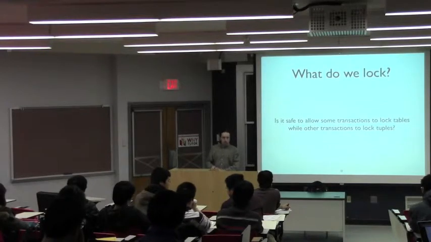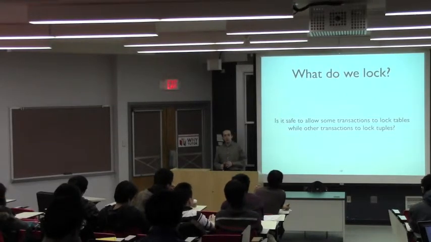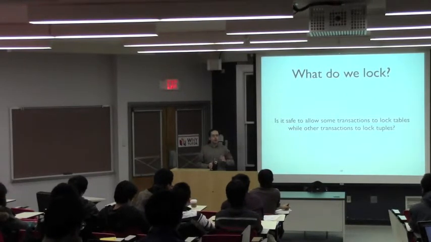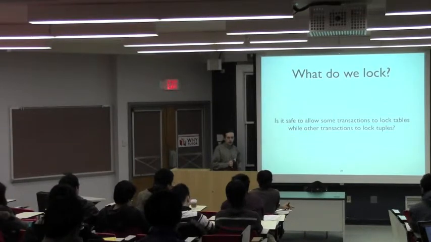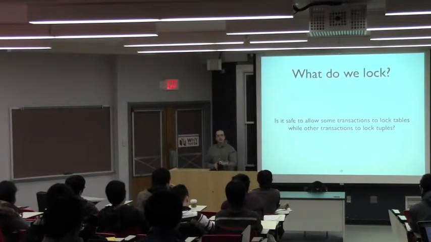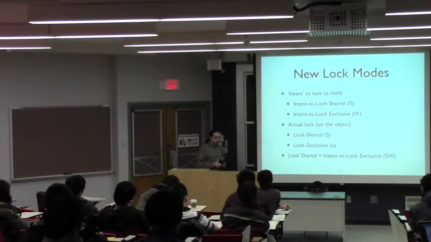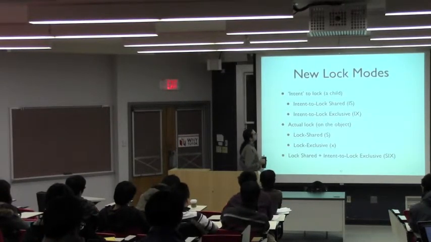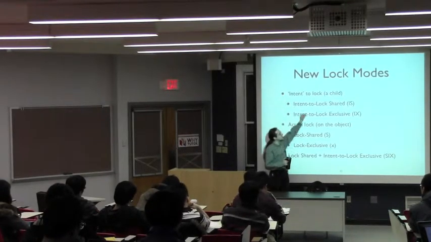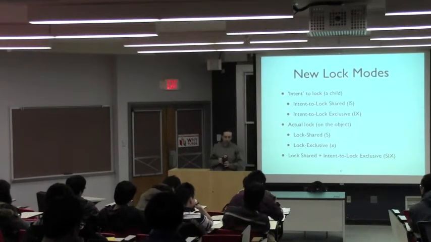So, how do we go about this? Well, we're going to need some tools in order to do this. We're going to take our locks. So far we've been talking about locks as having three modes: unlocked, locked in shared mode, and locked in exclusive mode. We're going to add two more. We're going to add two types of locks called intent to lock shared and intent to lock exclusive.